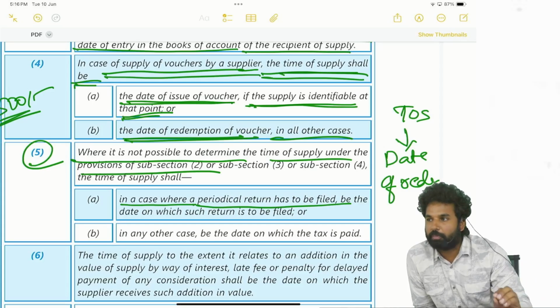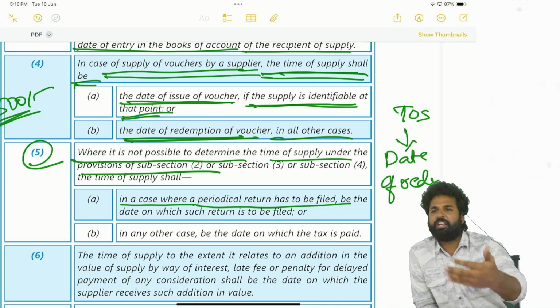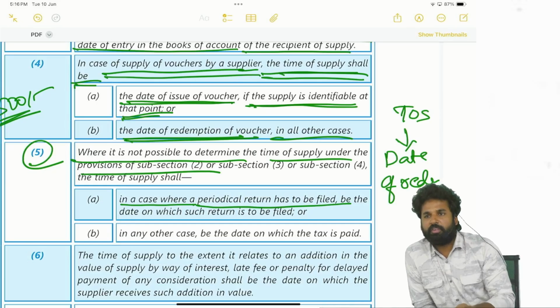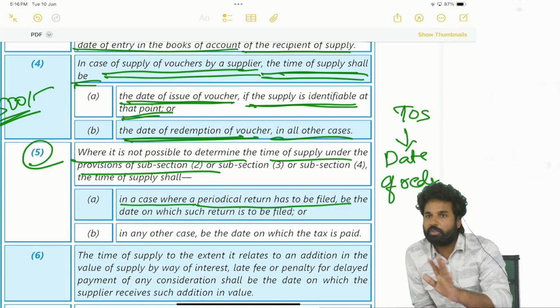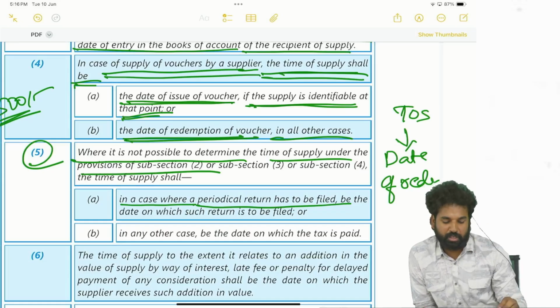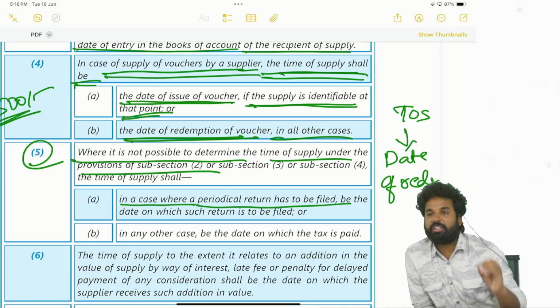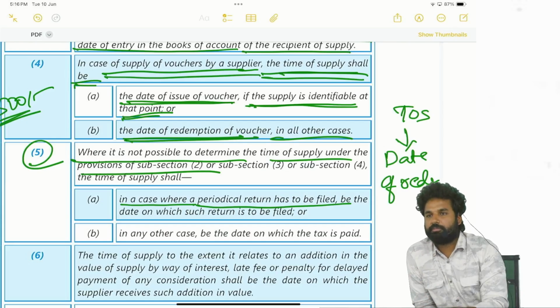So time of supply will be the date on which the return has to be filed, when a periodical return is applicable. In any other case, meaning when the periodical return is not required to be filed, you can make that a point too: the time of supply will be the date on which the tax is paid. Whenever you are paying tax, that is the time of supply.